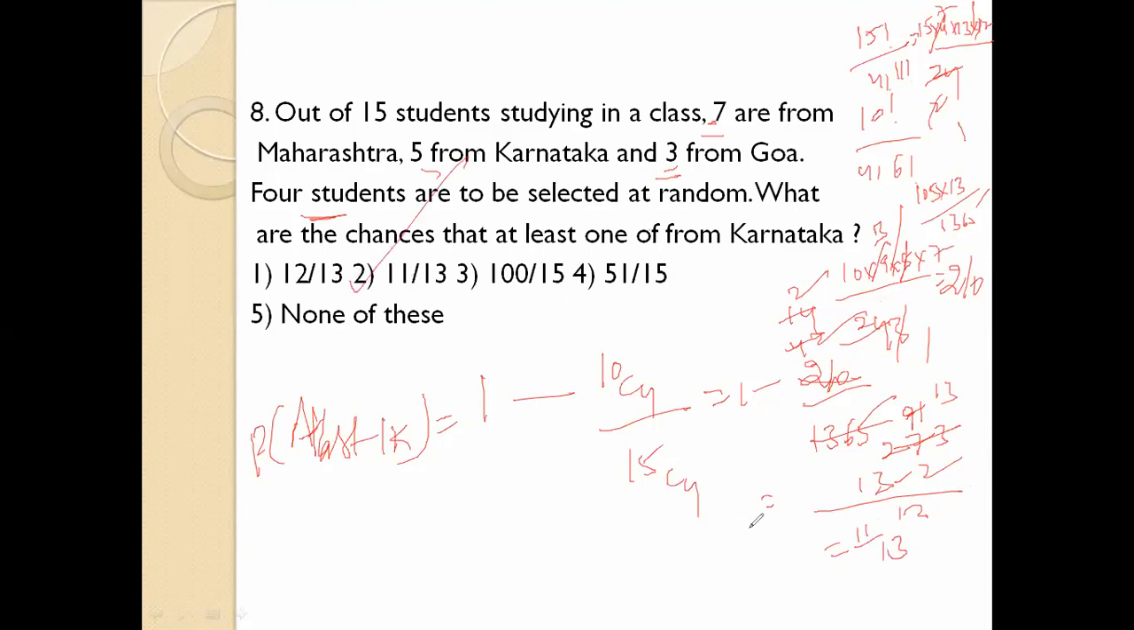Option number 2 is the right answer. Option number D is the wrong answer. Option number 2, 11 by 13 is the right answer.